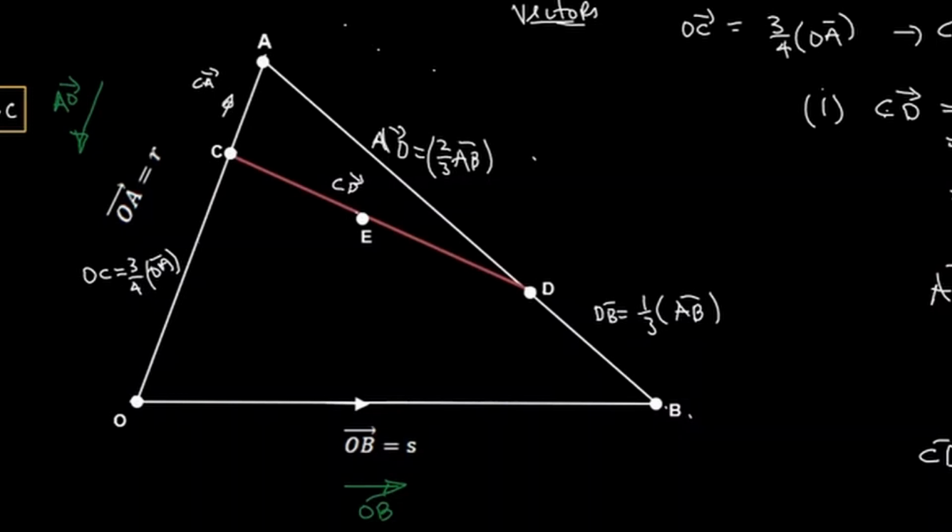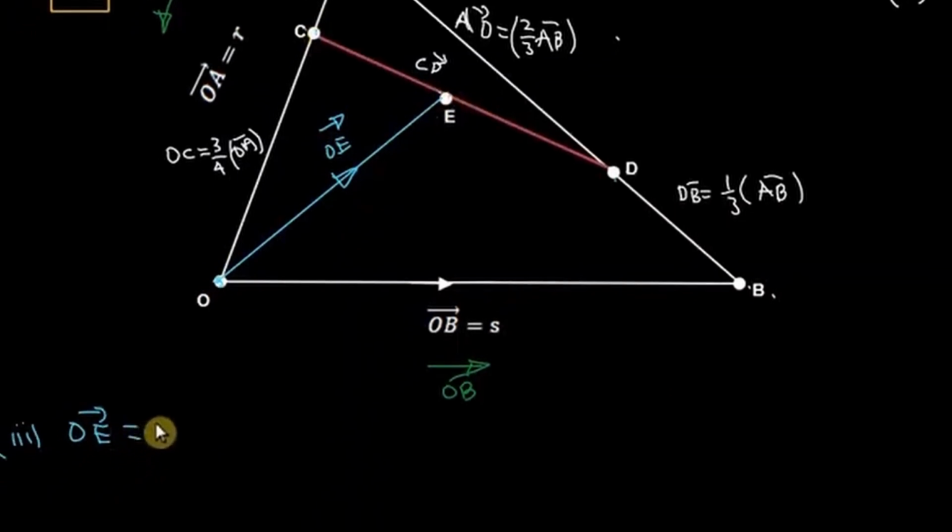Finally, we're asked to find OE, a vector OE. Do we have that vector? Let's draw the vector OE so we could identify it. So that is a vector going from O to E. To get from O to E, we go from O to C and then C to E. So we could write it's equal to going from O to C. We add that vectorially to the vector C to E.